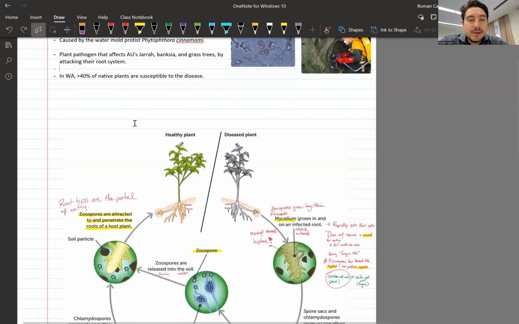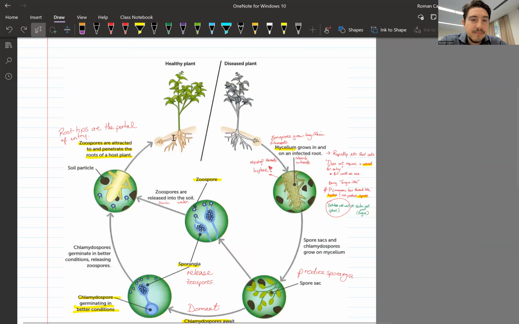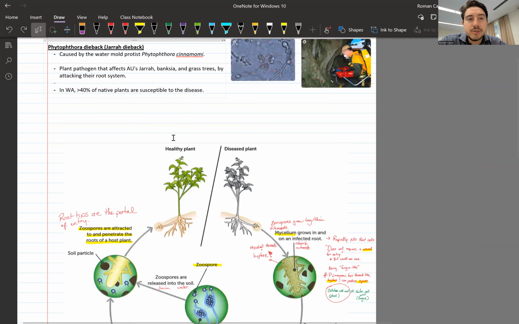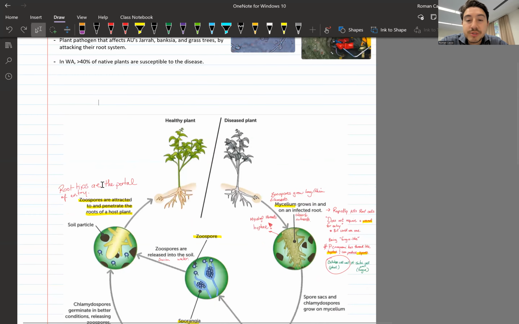And again, I'm going to discuss the life cycle, and I do encourage you to take a look and read the section, read the paragraphs. If you understand the panel here with my notes, that's perfect. Remember, anything that you don't understand, please come to the classroom with questions. We can discuss each of them more carefully. So, how does this work? It essentially infects the root system.